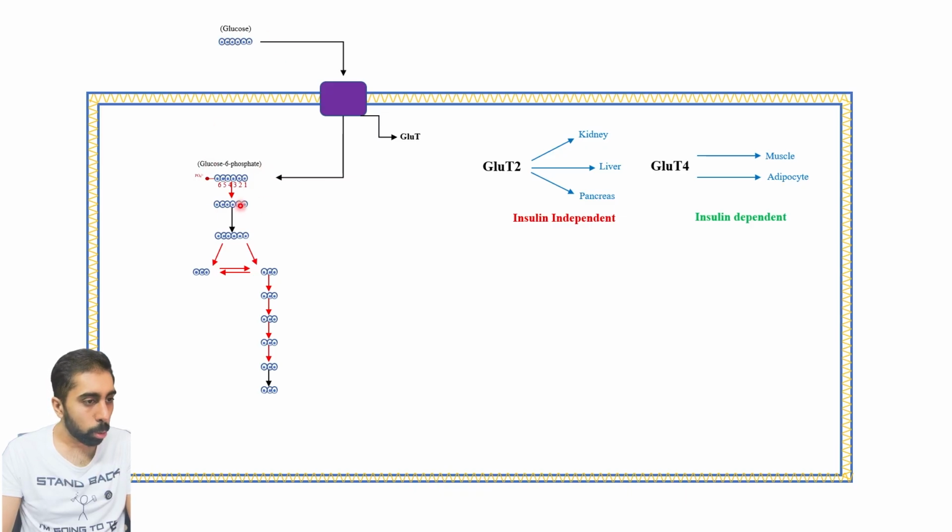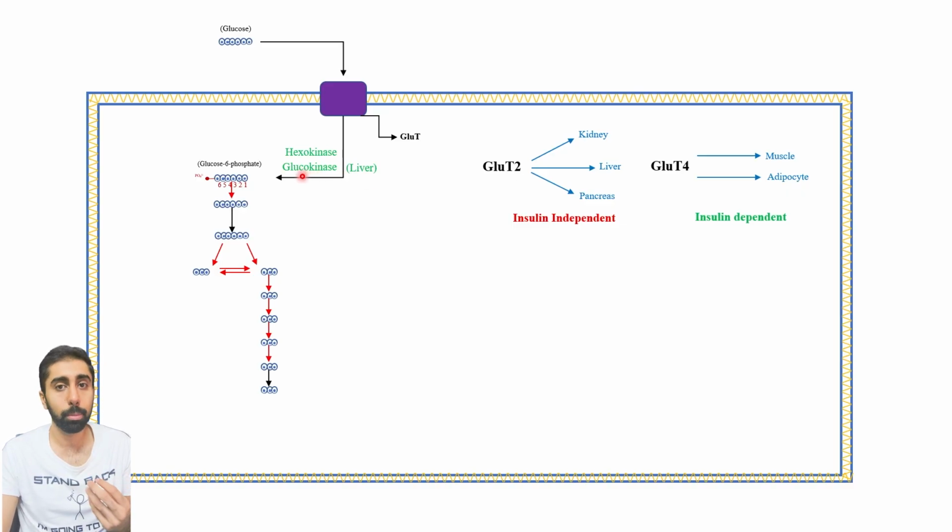Turning glucose into glucose 6-phosphate requires an enzyme. The enzymes are hexokinase and glucokinase. But it is important to note that glucokinase is only available in the liver. Altogether, we have 4 types of hexokinase: hexokinase type 1, type 2, type 3, and type 4. The fourth type is glucokinase, which is located only in the liver.